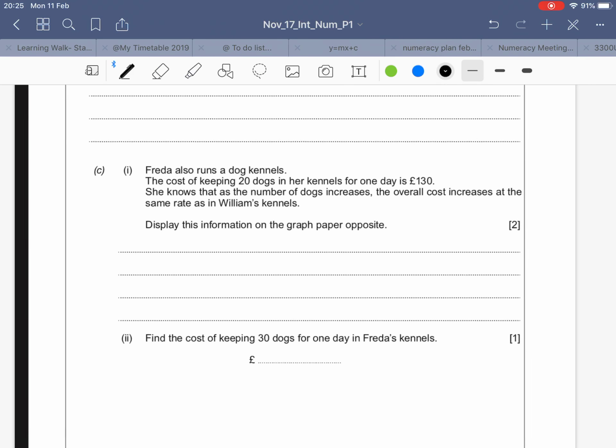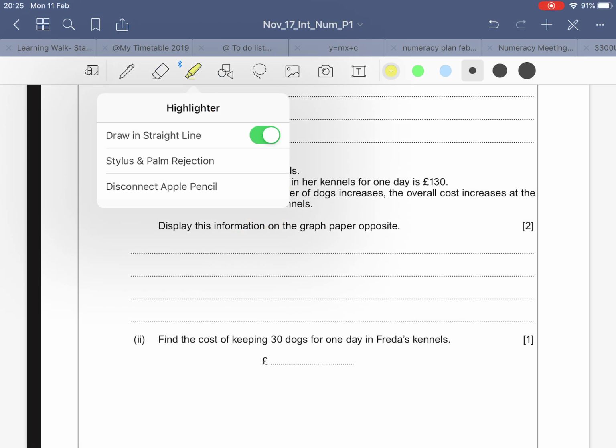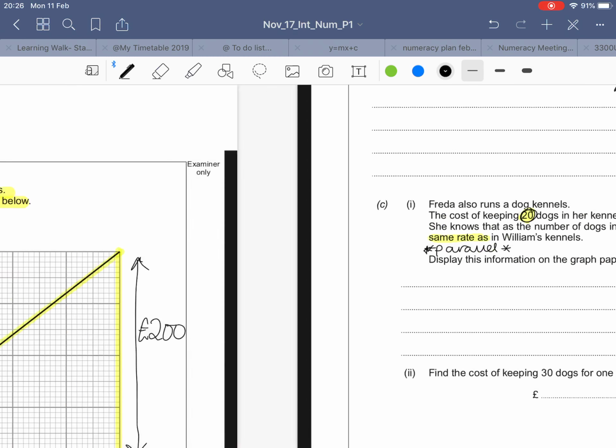Part C tells me Frida also runs a dog kennel, and the cost of keeping 20 dogs for Frida is actually going to be £130. But she knows that as the number of dogs increases, the overall cost increases at the same rate. If they're increasing at the same rate, they would have the same gradient. They would be what we call parallel. So we have a pair of parallel lines, but we do know the 20 dogs is £130.